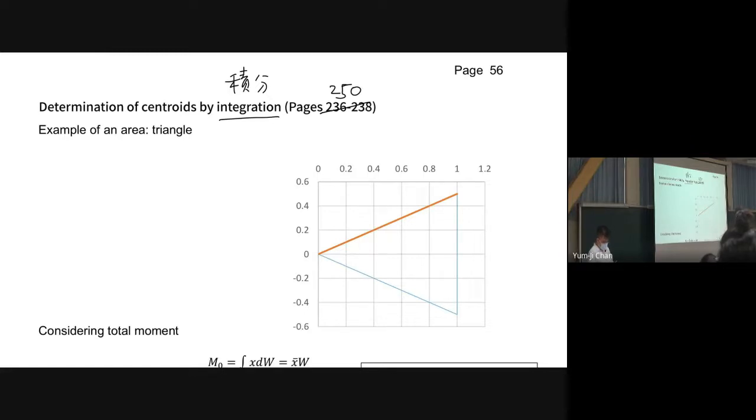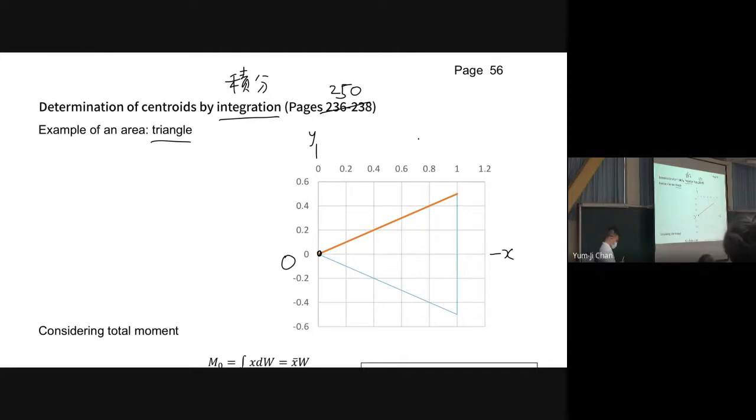Before we end the class today, let me mark this figure. This is a triangle defined by these three lines. Now, the x-axis is here and the y-axis is here, and we say point O is here.